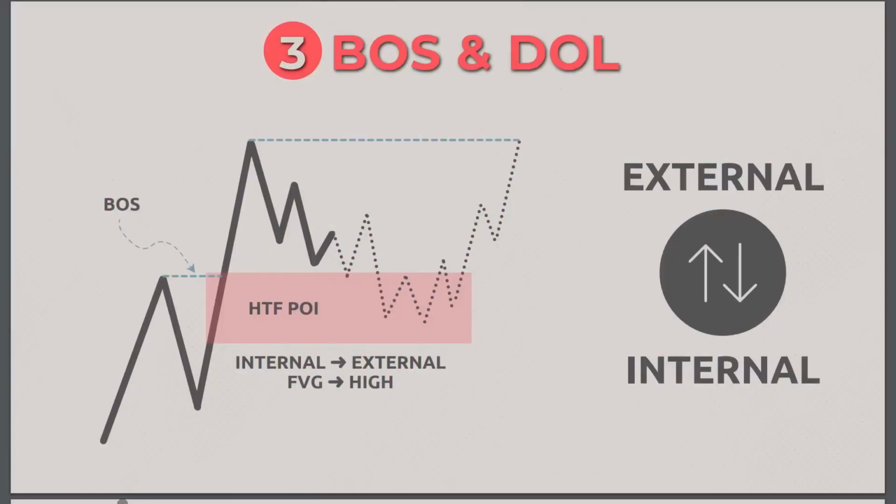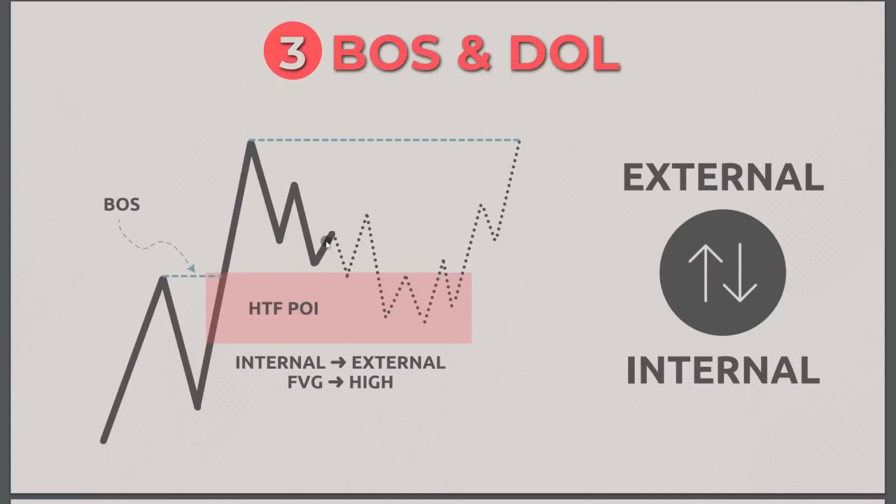The third checklist item is a breaker structure and draw on liquidity. So basically, we're looking at this point of interest and we have the inducement. What I want to see, and this is something that I don't look for every time, but when I have it, it adds another confluence to my trade, is a breaker structure that happened before the creation of the point of interest. If there is a breaker structure, it at least gives me an indication that the order flow and the market structure are going to the upside. It's going with the direction of my higher time frame point of interest.